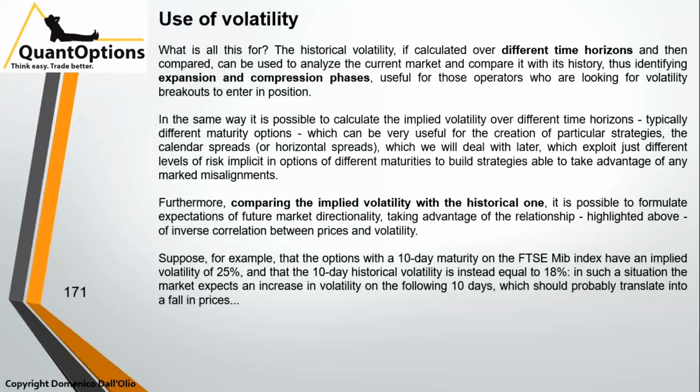Suppose, for example, that the options within a 10-day maturity on the FTSE index have an implied volatility of 25%, and that the 10-day historical volatility is instead equal to 18%. In such a situation, the market expects an increase in volatility over the following 10 days, which should probably translate into a fall in prices.